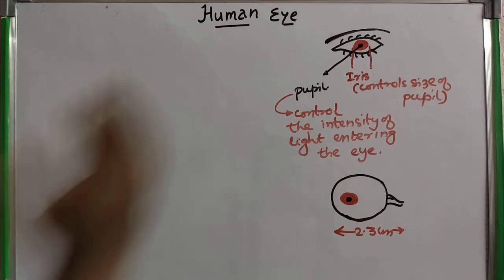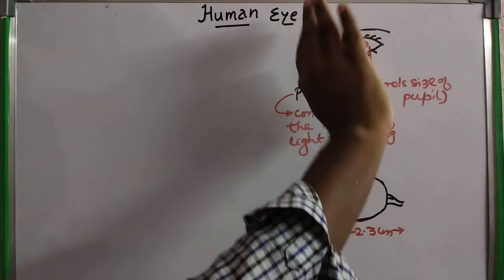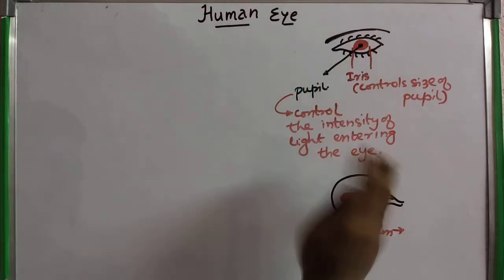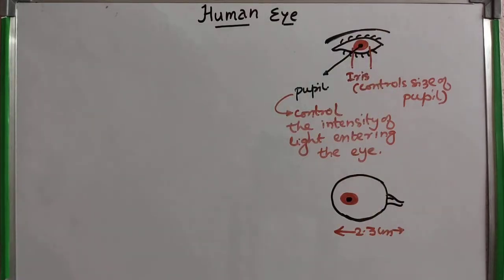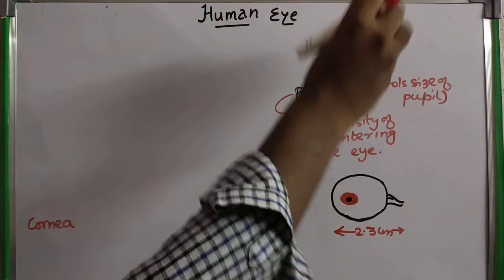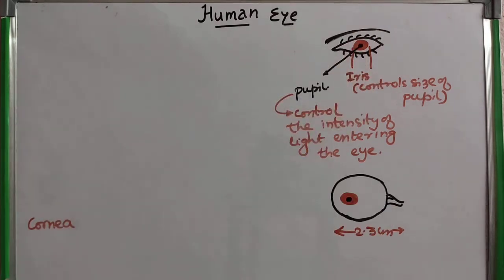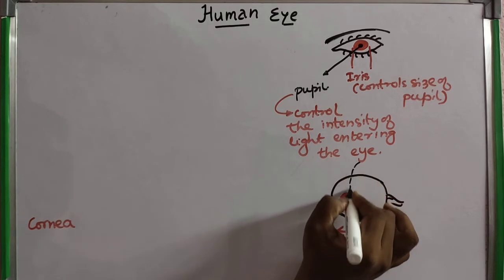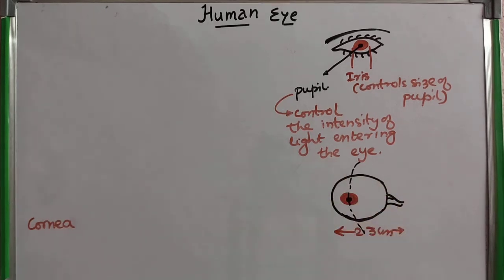There is a transparent covering over the iris. That transparent covering is called the cornea. Since it's transparent, it's not visible here. So to show the cornea and other components, I am dissecting the eye in this axis. When I dissect it and show it from the side view, the eye would look something like this.